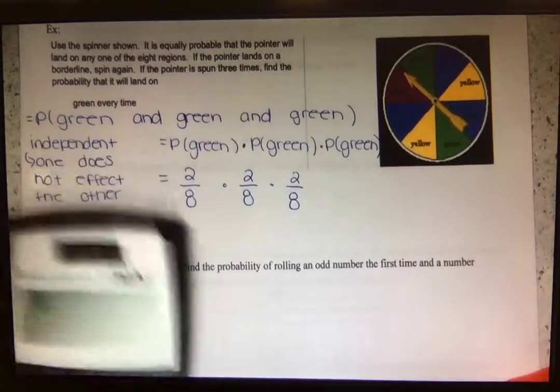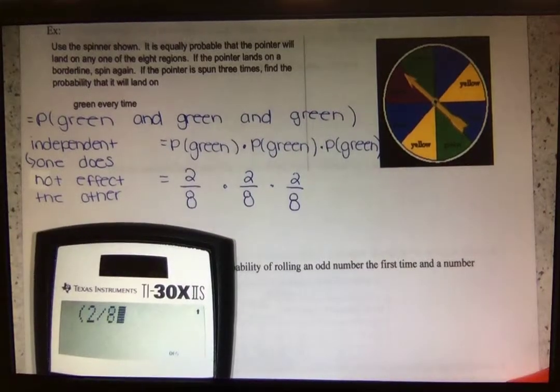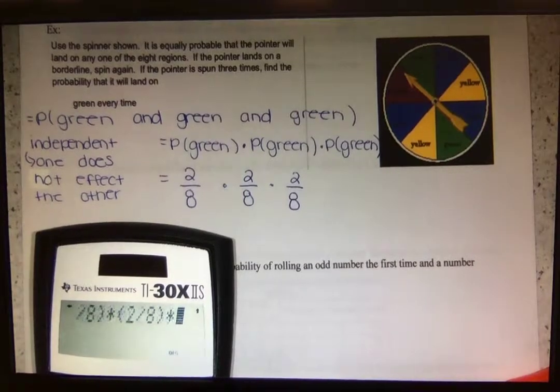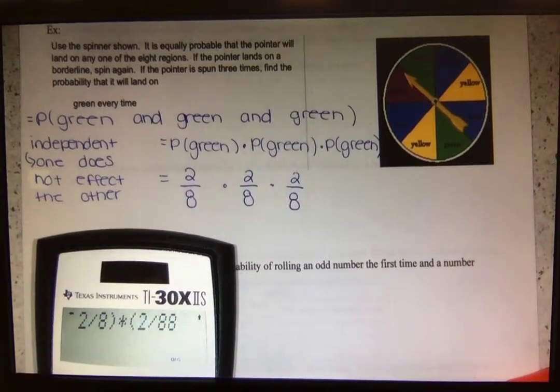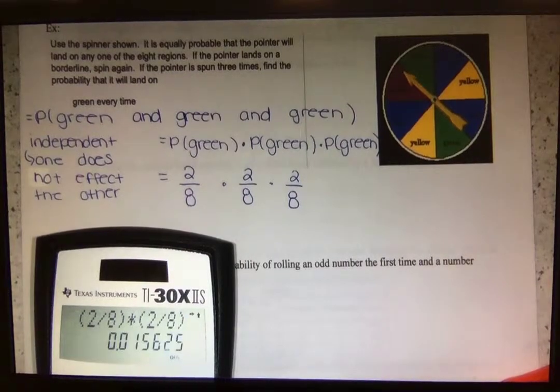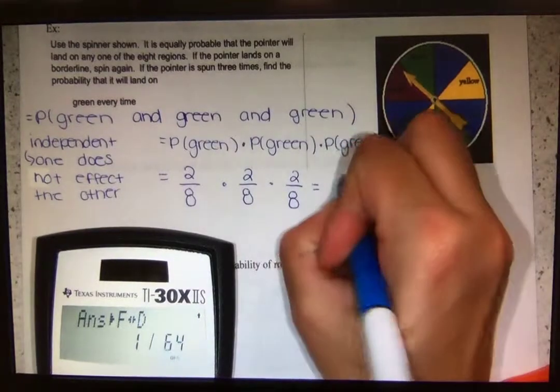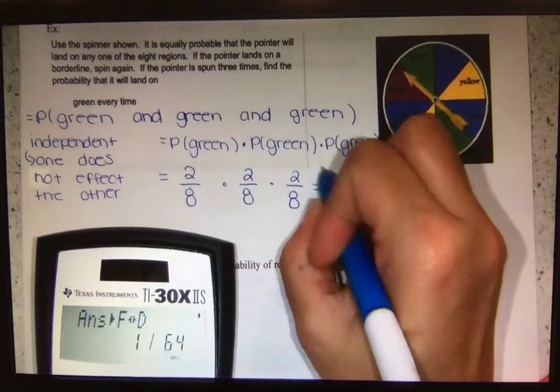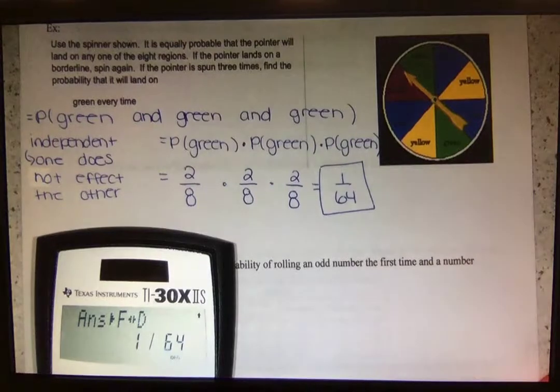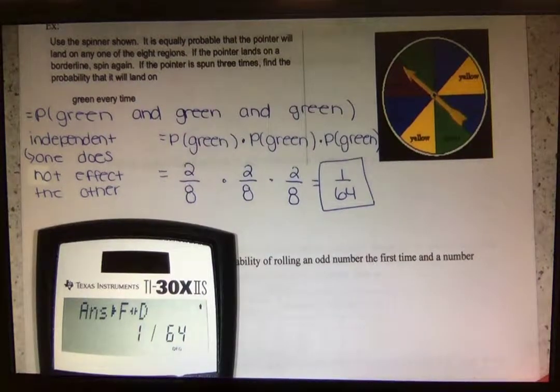Multiplying straight across, we're plugging this into our calculator. We get 2 over 8 times 2 over 8 times 2 over 8. We get the crazy decimal, plugging it into a fraction, we get 1 over 64. Final answer: 1 over 64.